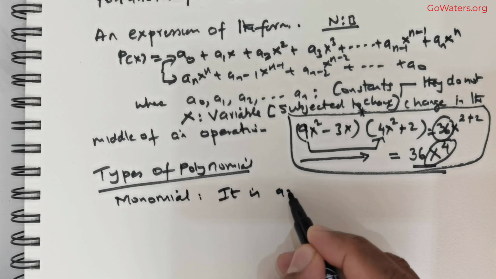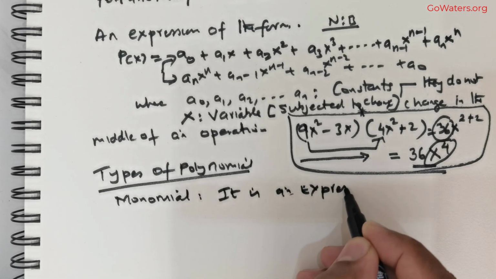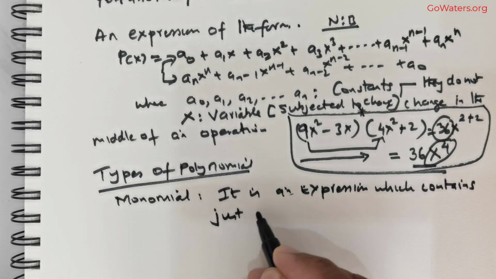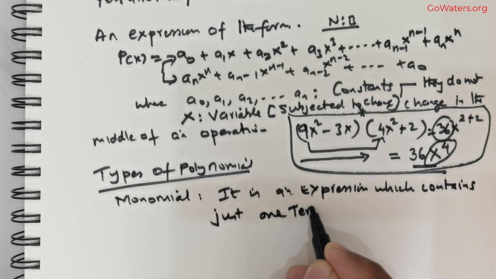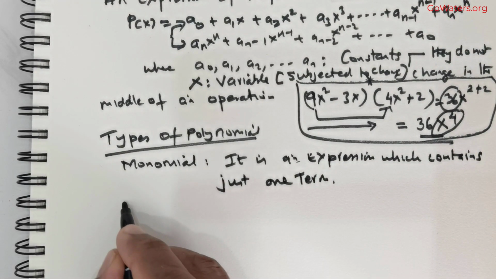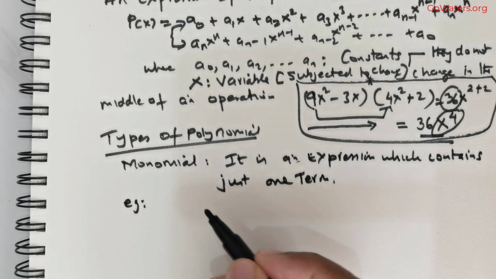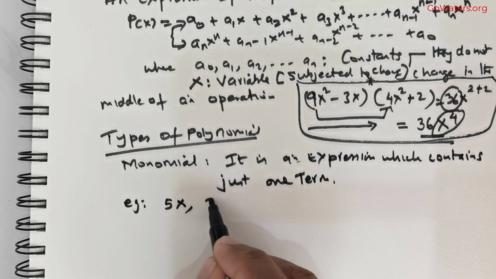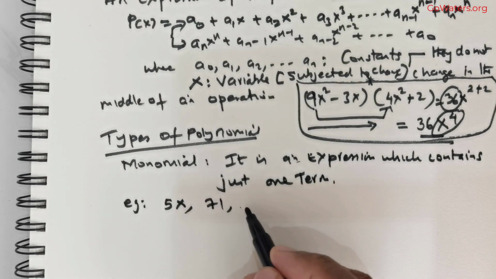It is an expression which contains just one term, no more than that. If someone asks you to give an example of a monomial, you can clearly say that 5x is a monomial, 71 is a monomial.